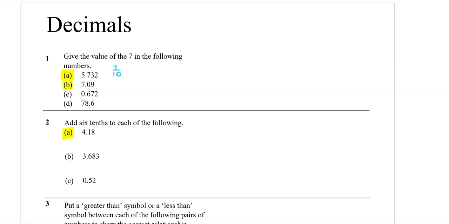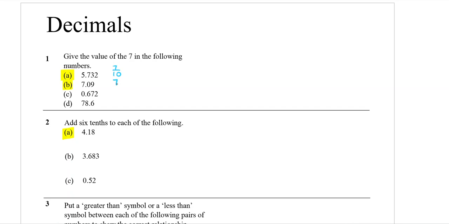Anything in front of the decimal places though, so it's B and you have D down here as well, they're your units or ones, tens, hundreds, thousands positions. So this 7 is just in the units position, so it would just have a value of 7 or 7 ones, but 7 is its value.